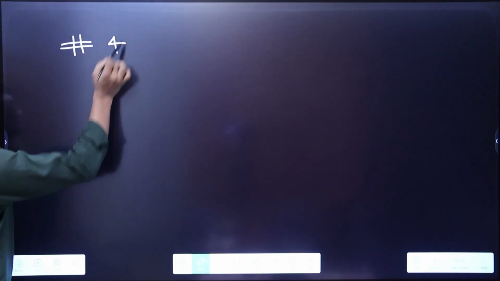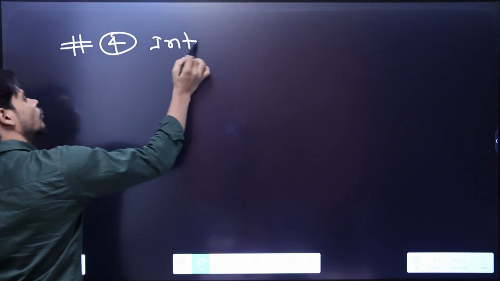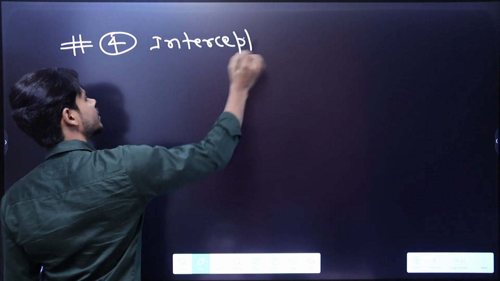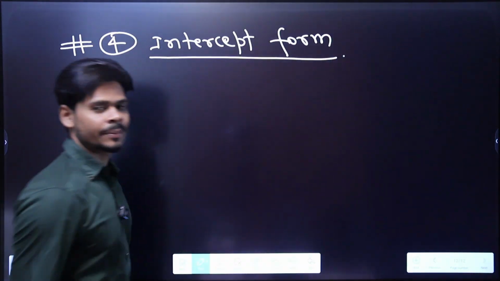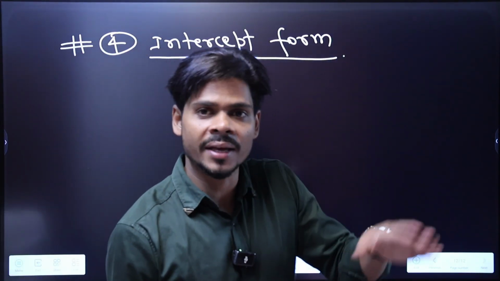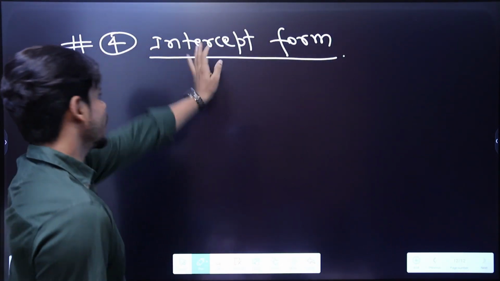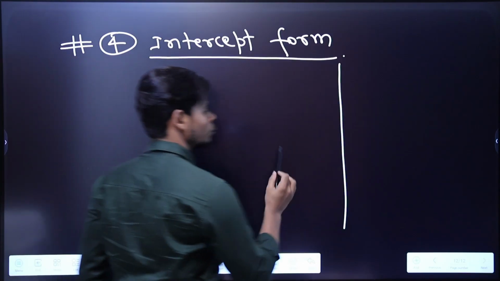Next one, the fourth one, is your intercept form. What is intercept form? Because it includes only intercepts, it does not include slope like the previous one. So here you will be given two intercepts.